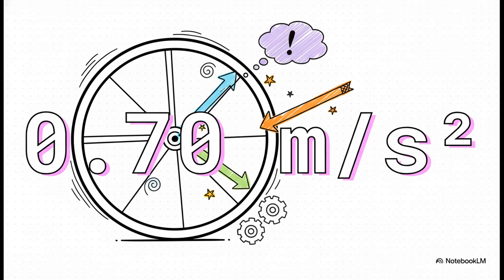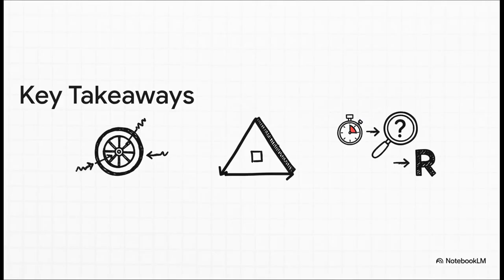Pretty cool, right? So let's just recap what we learned here, because it's super useful. First, if something is spinning and speeding up or slowing down, you've always got to think about two kinds of acceleration, the one that changes speed and the one that changes direction. Second, since they're perpendicular, the Pythagorean theorem is your best friend for finding the total. And maybe most importantly, this problem shows that sometimes you have to be a detective. You've got to use all the clues the problem gives you to find missing info, like that radius.